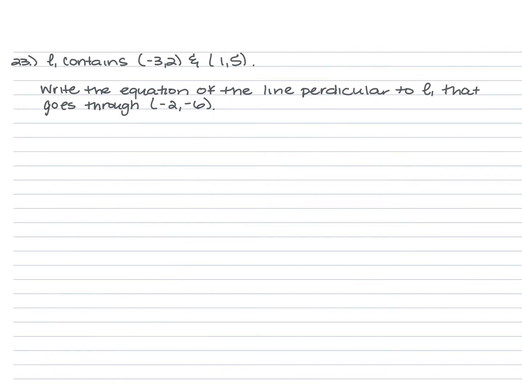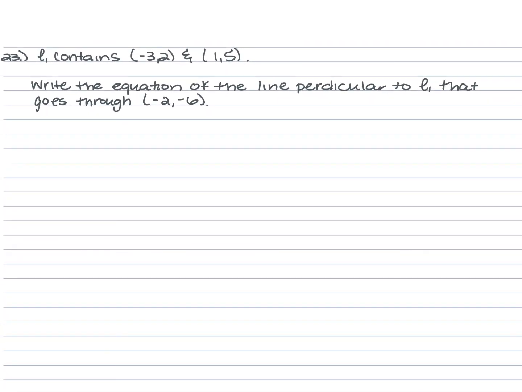The last question on the review is like that last question that I added into your notes yesterday. It tells you that line 1 contains the points negative 3, 2, and 1, 5. You're asked to write the equation, which is going to be in slope-intercept form, of the line perpendicular to the line 1 that goes through negative 2, negative 6.